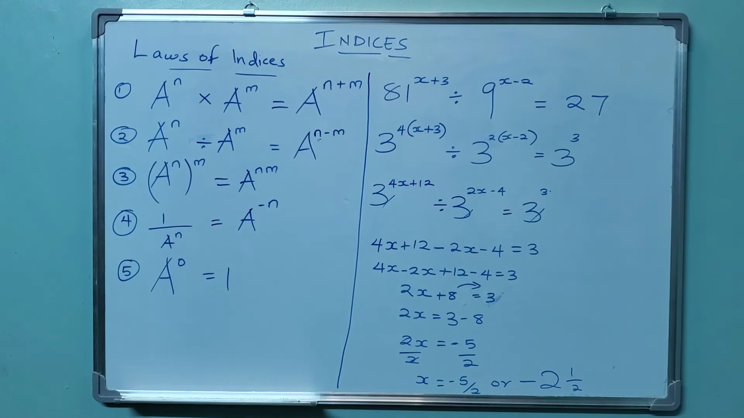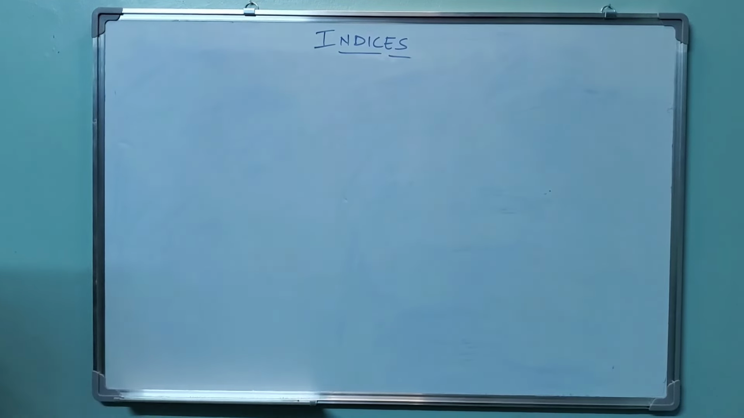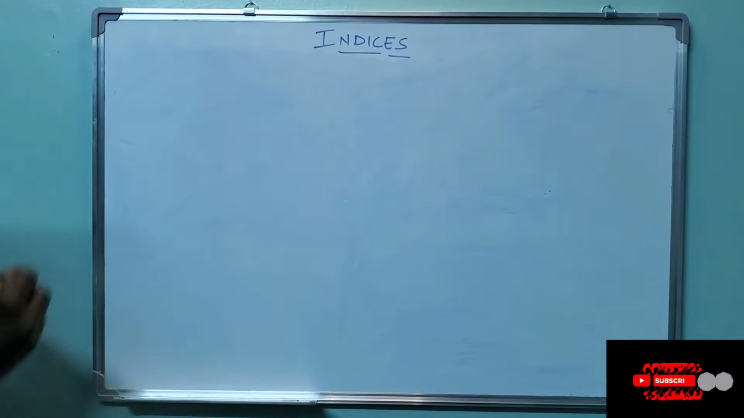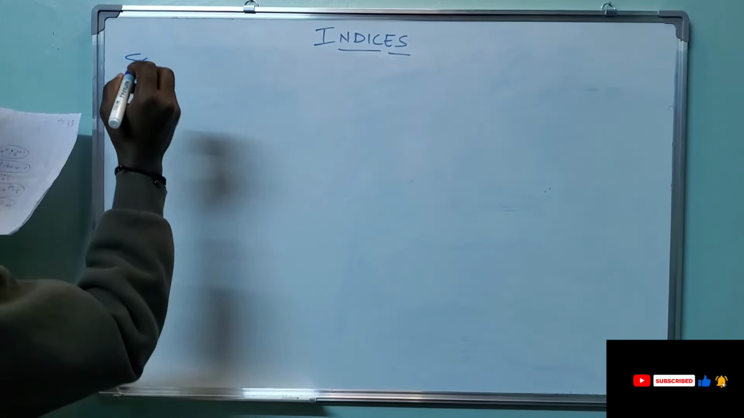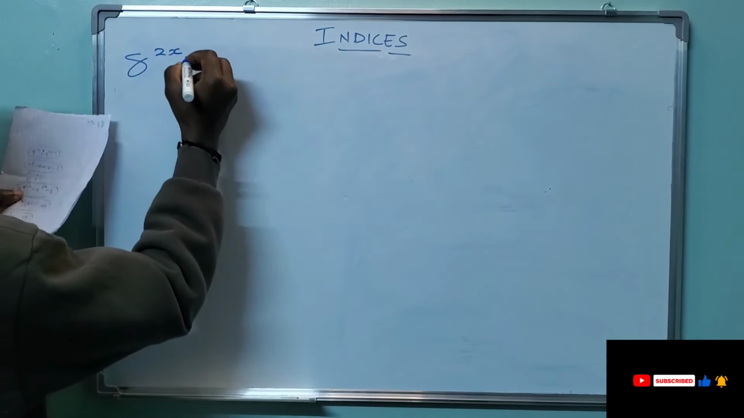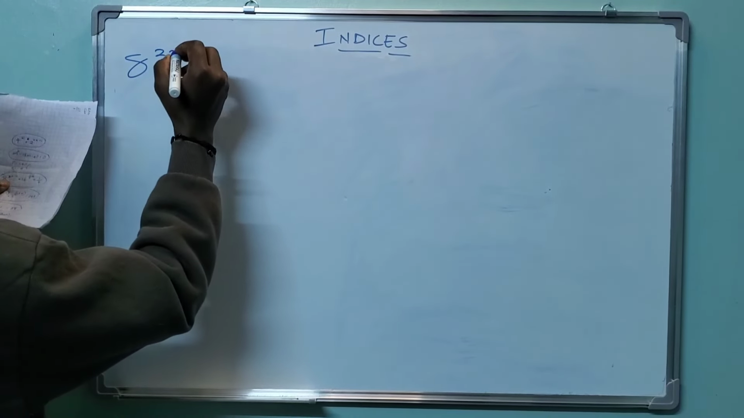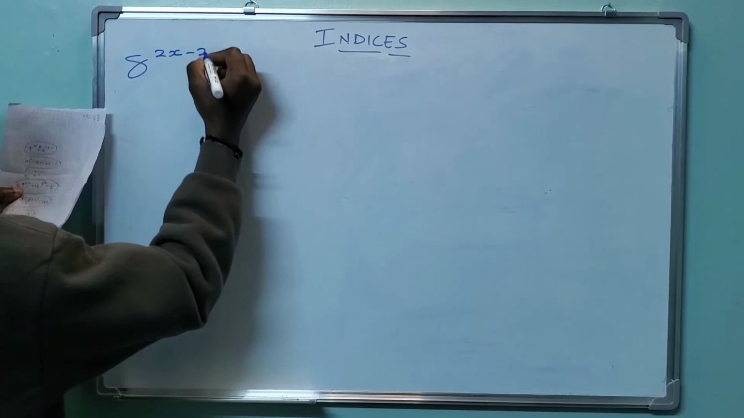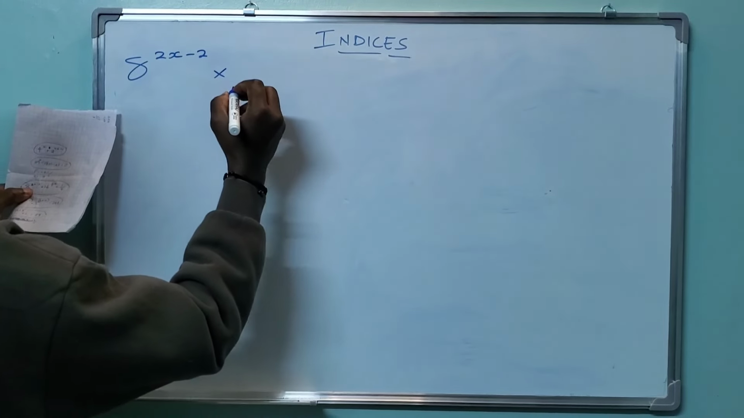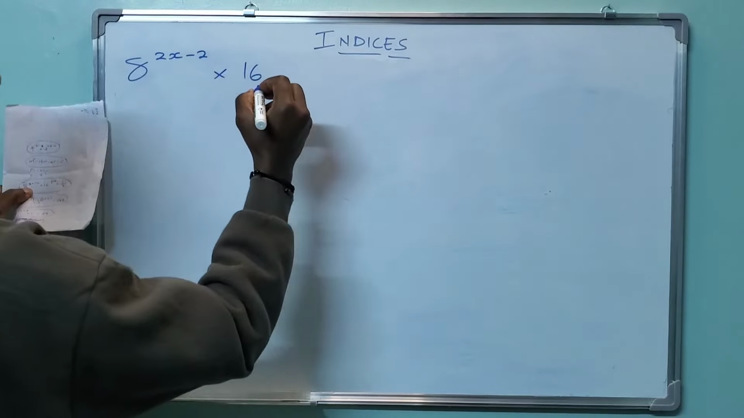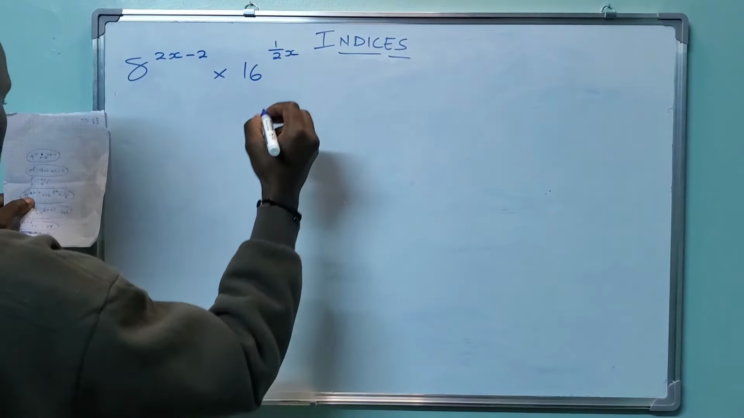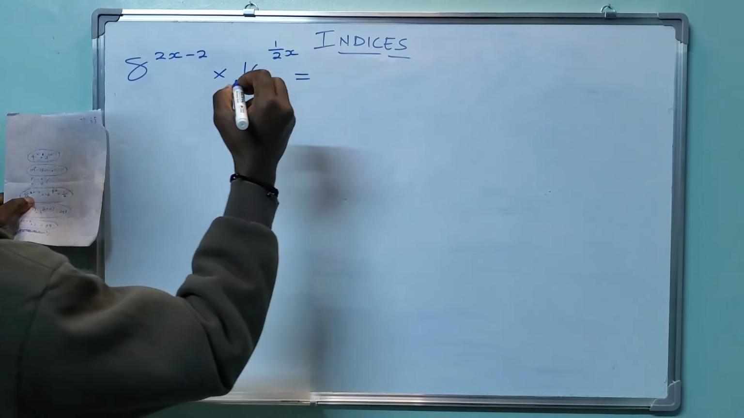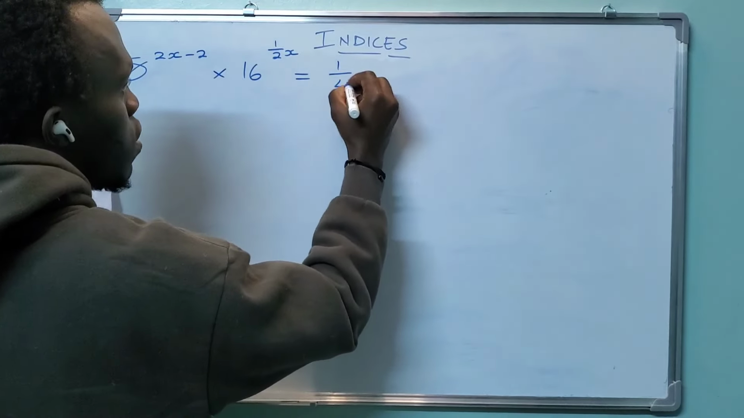So we use the laws of logarithm to work out that. Let us try another example. So suppose you've been given something like this: 8 raised to power 2x minus 2, multiplied by 16 raised to power a half x, being equals to 1 over 4.